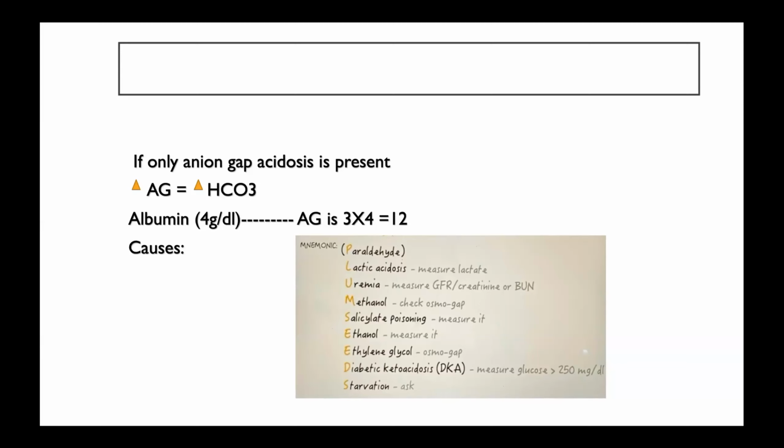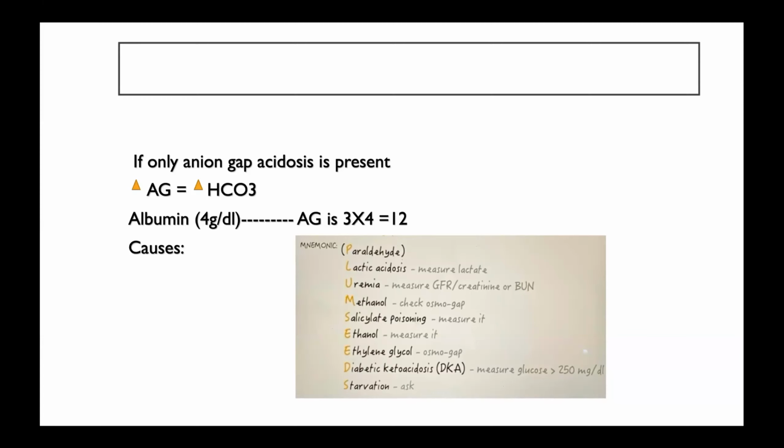If you add the delta anion gap to the bicarbonate level, that will give the original bicarbonate level of the body. So let's say bicarbonate is 24, and your patient's anion gap is 16 while the normal anion gap is 12. So the delta anion gap is 4. So what will happen with bicarbonate?